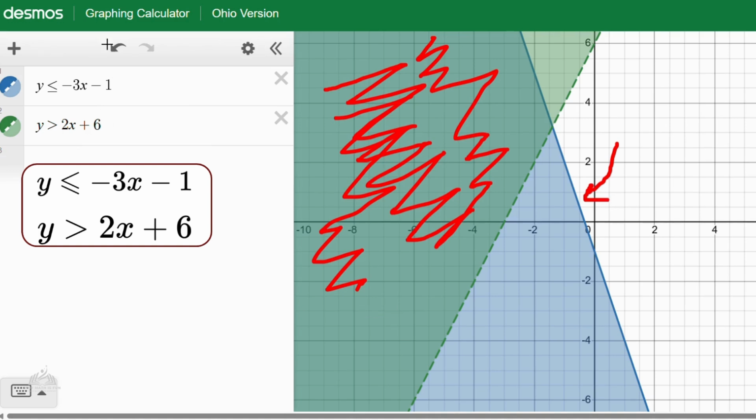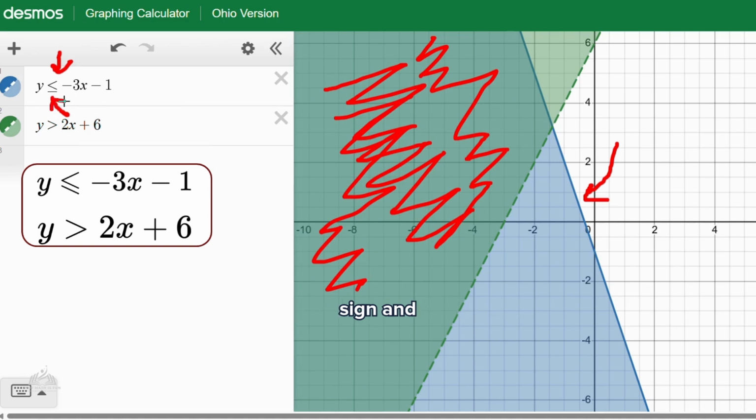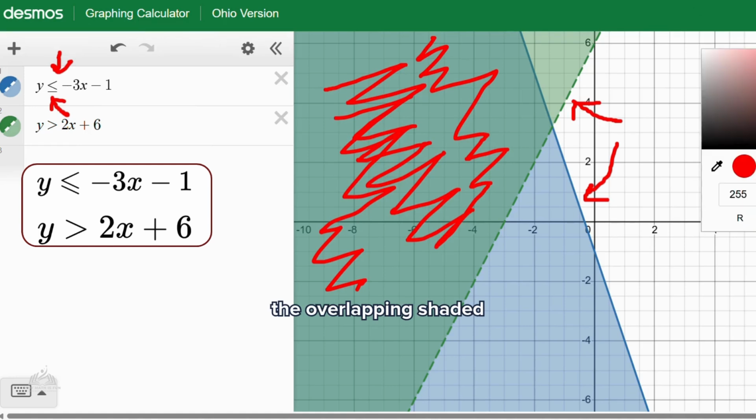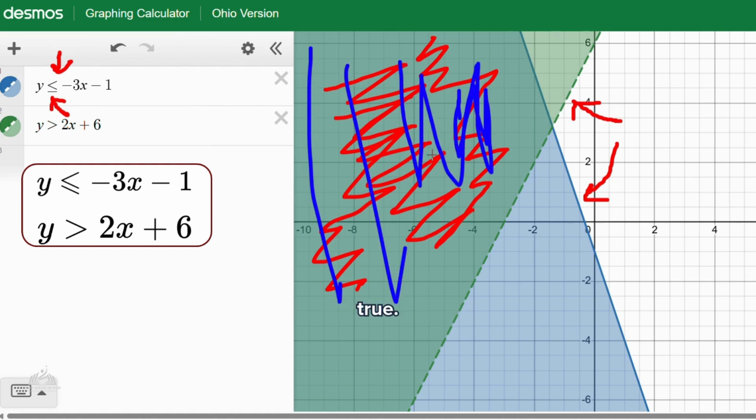So remember, a solid line means that the points on that line are included in our solution, and it's solid because of the equal sign under the less than sign. And dashed lines mean the points on that line are not included in our solution. And the overlapping shaded region here makes both inequalities true.